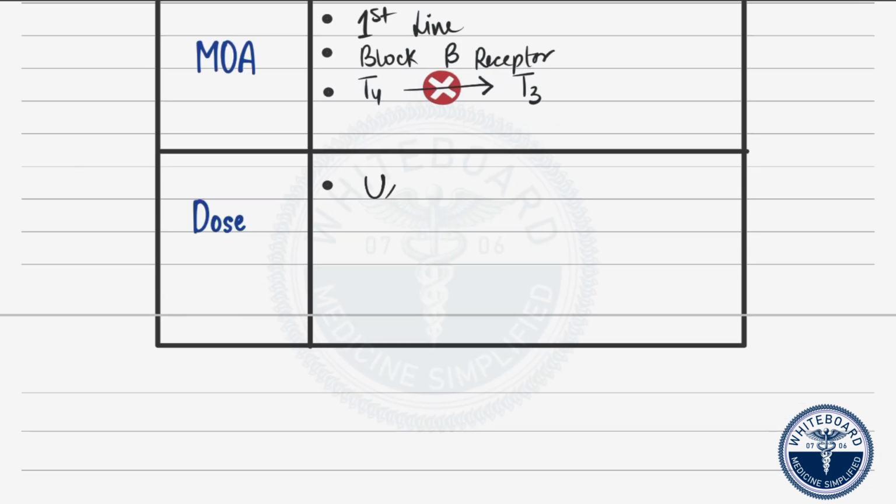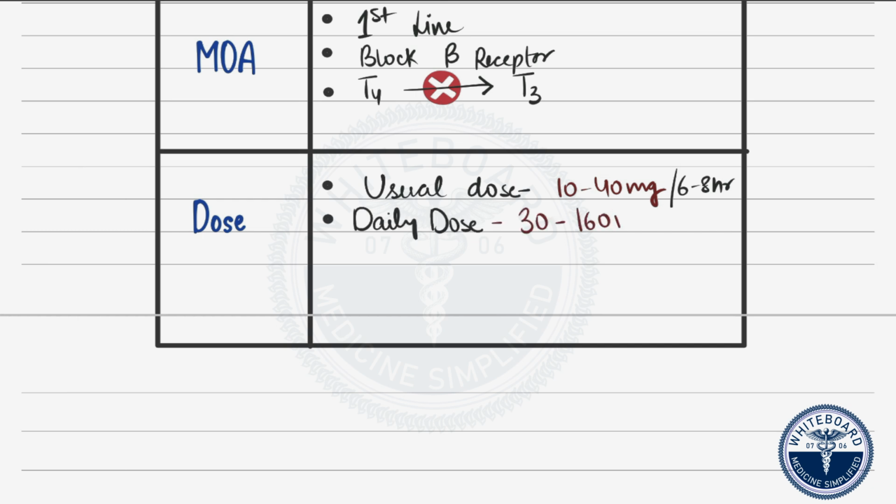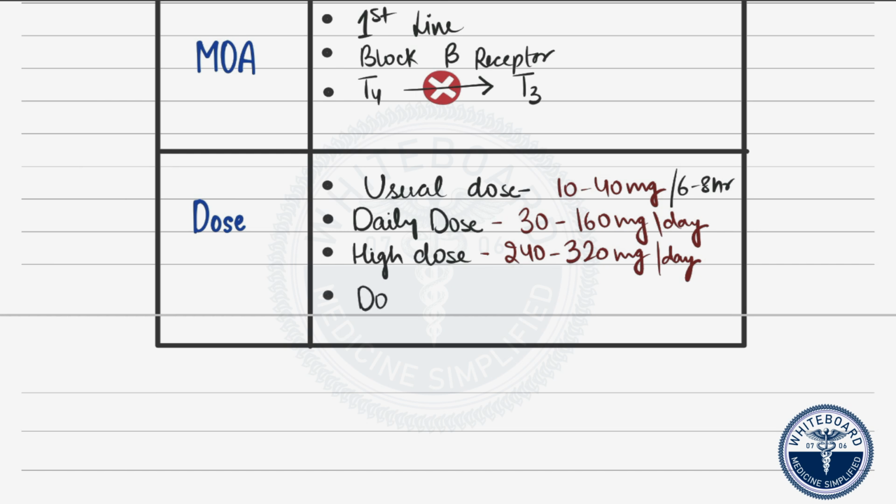We can start with the usual oral dose for thyrotoxicosis, 10 to 40 milligrams every 6 to 8 hours, with total daily doses typically between 30 to 160 milligrams per day, though occasionally higher, up to 240 to 320 milligrams per day, can be given in severe cases. Dose adjustment is guided by heart rate, aiming to maintain the heart rate below 90 beats per minute.